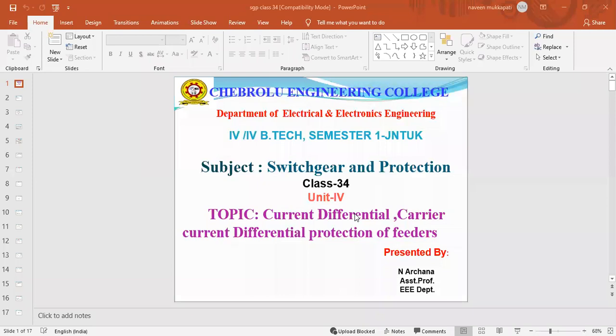The unit type of protection is divided into two types: the differential pilot wire protection and also the current differential protection. After that, the second type of differential protection is the carrier current differential protection of a feeder.